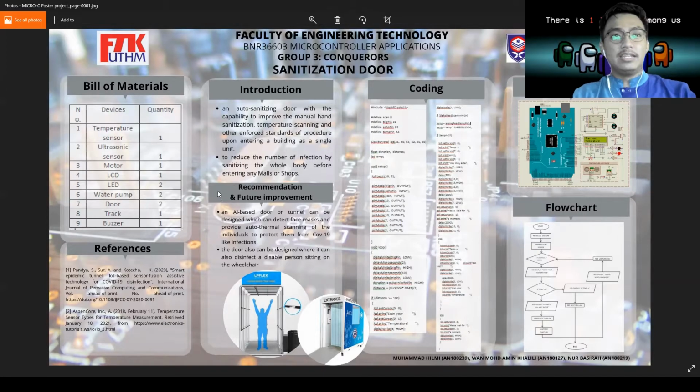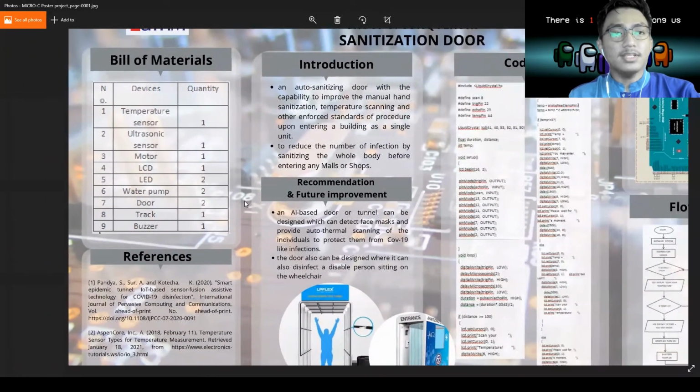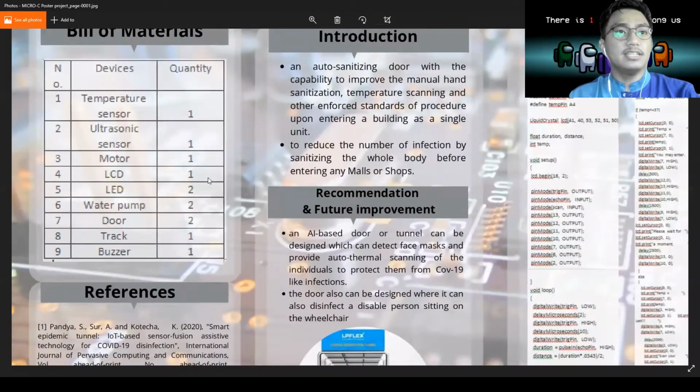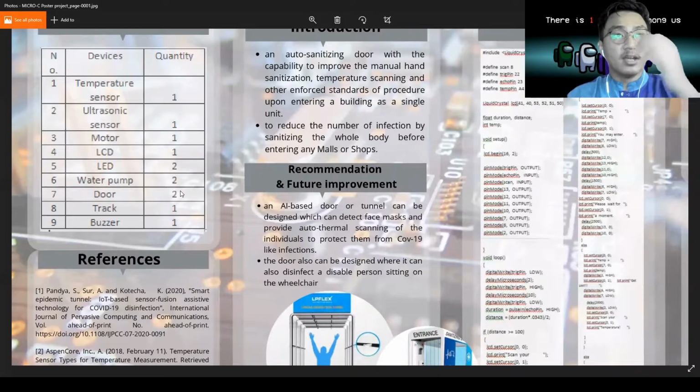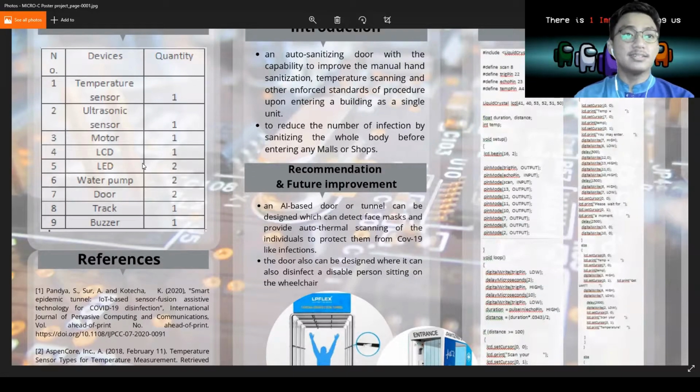These are the components that we use inside our system. So the first component is the temperature sensor, to detect the person. Ultrasonic sensor is used to detect the distance. Motor is for our track. LCD, LED, and water pump is for our sanitizer pump to dispense the sanitizer. And door frame, track, and also buzzer.